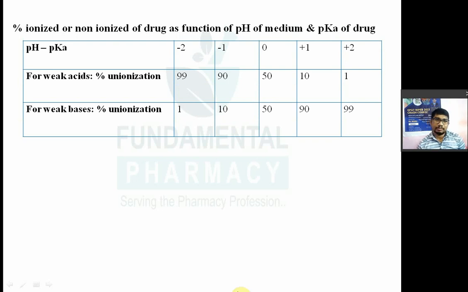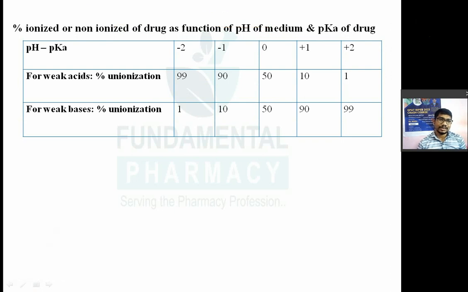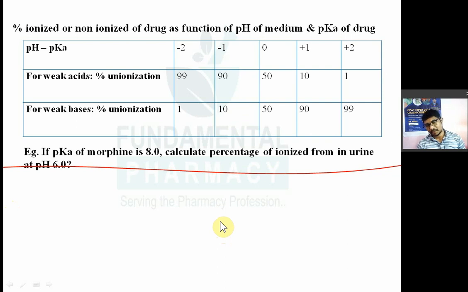Let me explain with a question. For example, if the pKa of morphine is 8, calculate the percentage of ionized form of the drug in urine at pH 6. This is your question. If the pKa of morphine is 8, calculate the percentage of ionized form of the drug in urine at pH 6. Two things are given: pH and pKa. The pKa is of morphine and the pH is of urine. You are asked to calculate the percentage of ionized, not unionized.